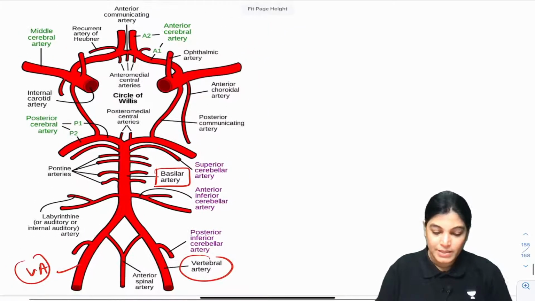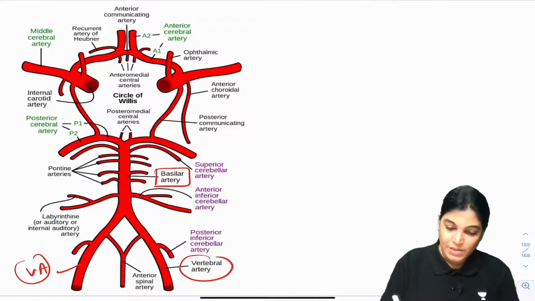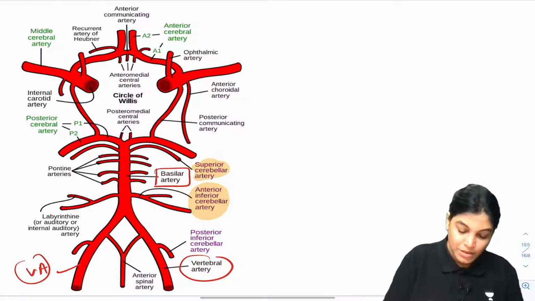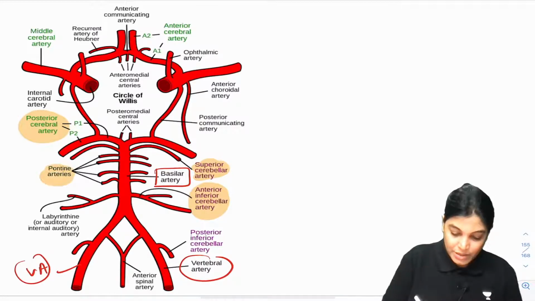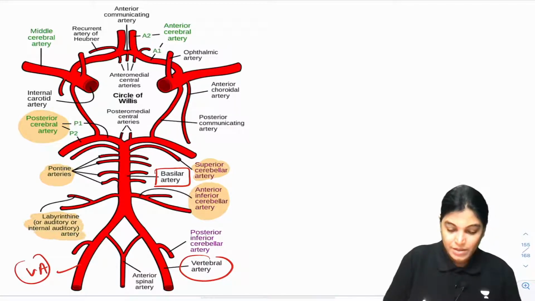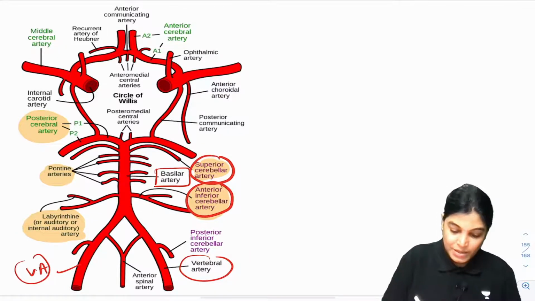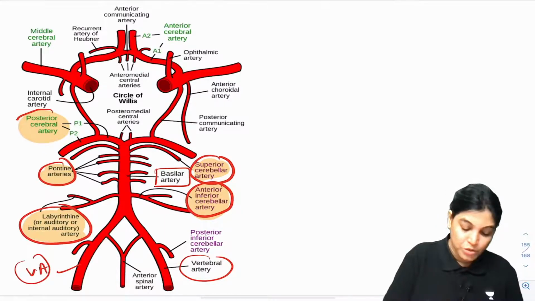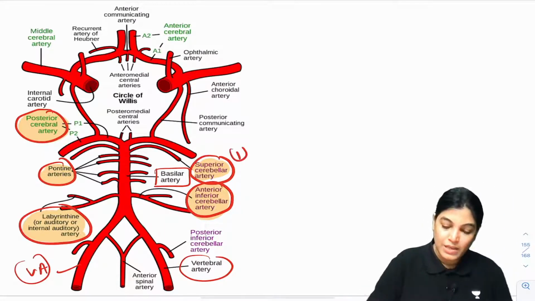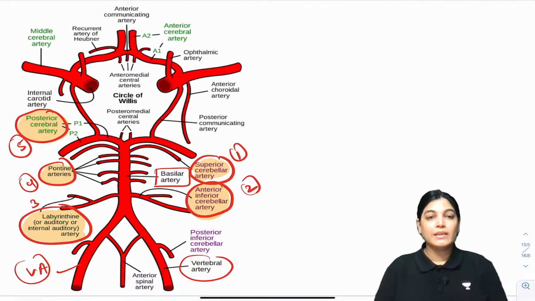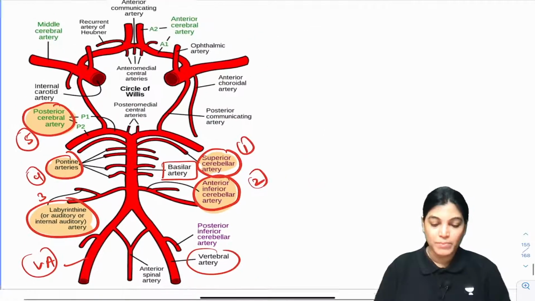What you can appreciate here is the branches of the basilar artery: anterior inferior cerebellar artery, superior cerebellar artery, pontine artery, labyrinthine artery, and the posterior cerebral artery as the terminal branch. These together are the 5 branches from the basilar artery, and clearly we can see that the labyrinthine artery is a branch of the basilar artery.